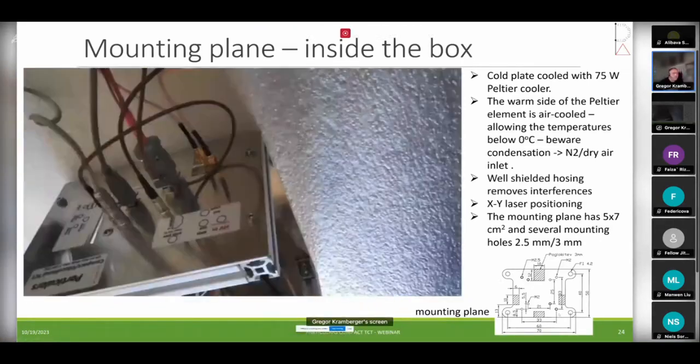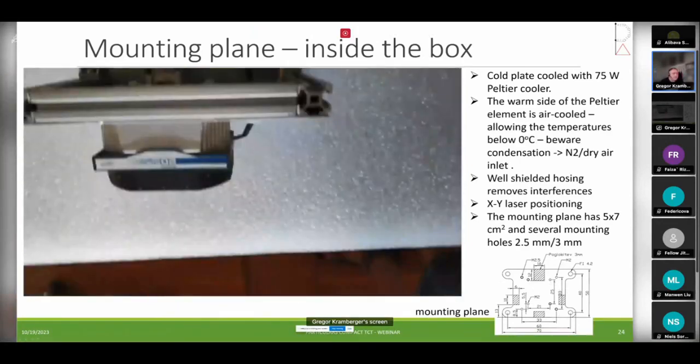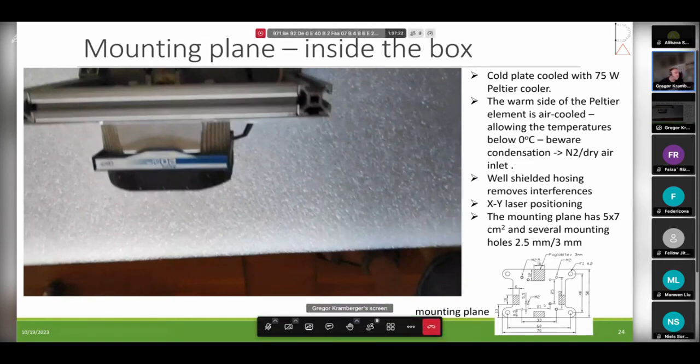Pay attention to here. This is the mounting plane. The mounting plane allows you to mount whatever has a lot of holes, and also places where you can put the connectors, and it's cooled by a 50 or 75 watt Peltier. So if you are able to cool the hot side well, you can get even below 0, right? 0 is something that you easily reach, but you can go well below. But like I said, you have to avoid condensation and freezing.